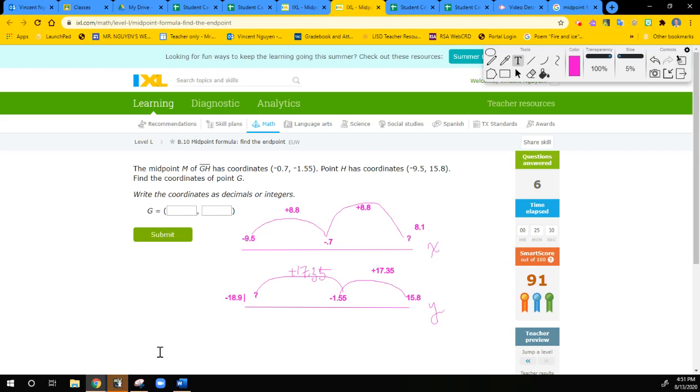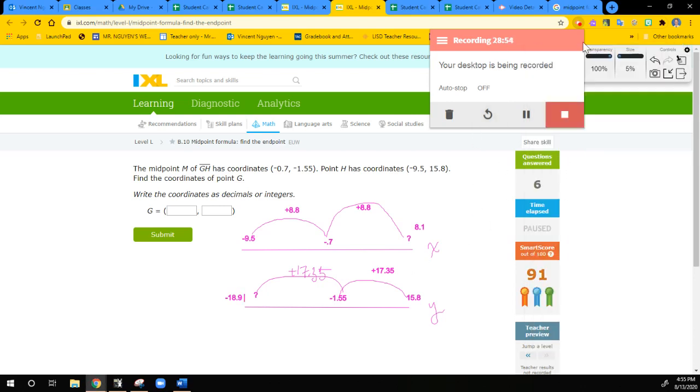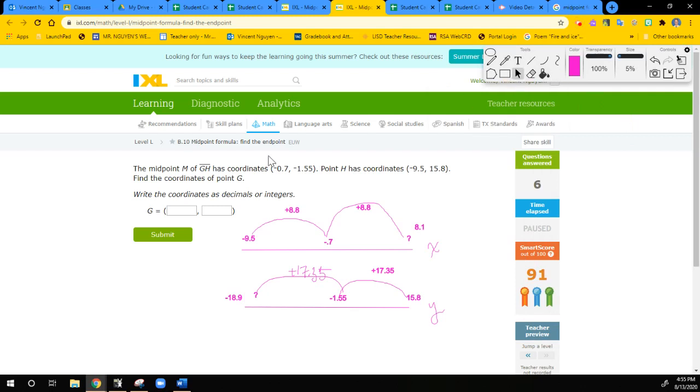And you can check your answer as well. Look, this is how I check my answer. If you take negative 18.9 and you add 17.35 to that, you should get the midpoint, which is negative 1.55. And that's how you can verify your answers, okay? So let's go over here and let's type in our answer. My first x endpoint is 8.1. And my y endpoint is over here, which is negative 18.9. Negative 18.9. Submit.